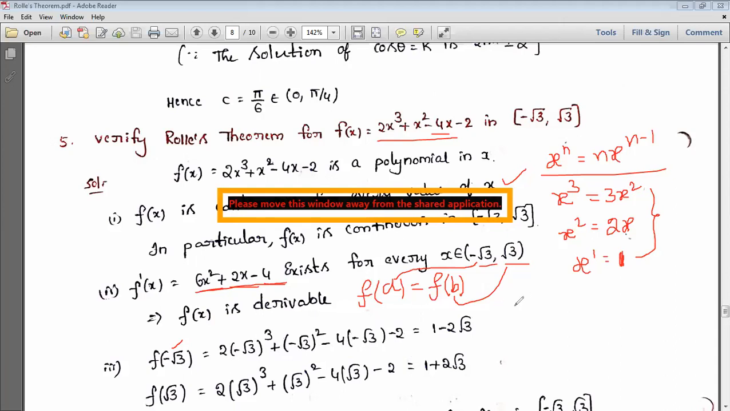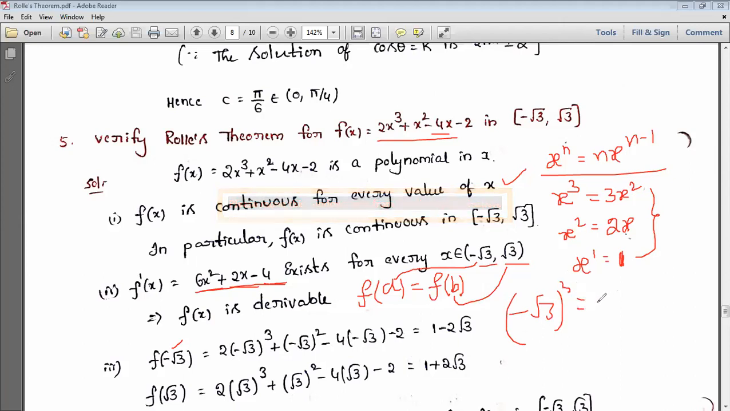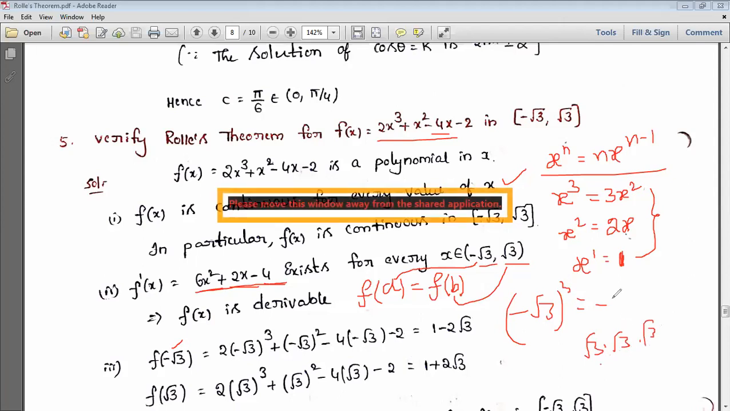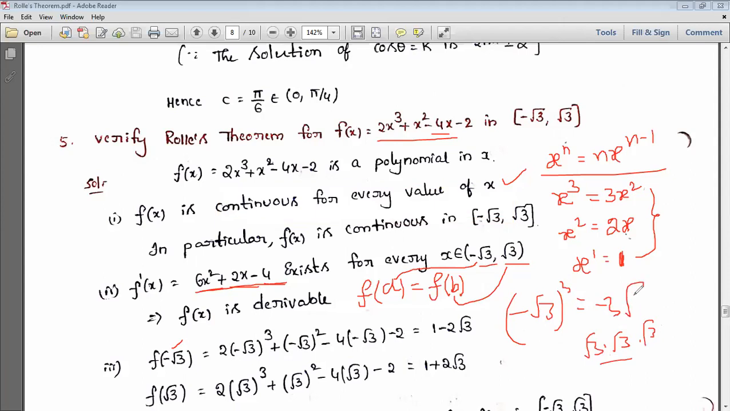So here it is, if you simplify this one, (minus root 3) whole cube is nothing but, here I got 3 times minus only, and 3 times root 3 is nothing but simply root 3 into root 3 into root 3. So root 3 into root 3 is nothing but 3. So minus 3 root 3. So this one I got here. So the first value I got is minus 2 root 3.